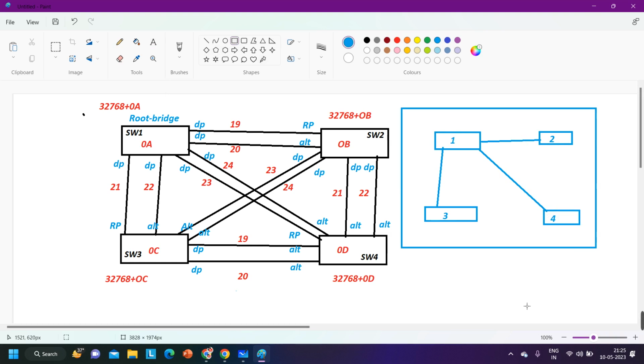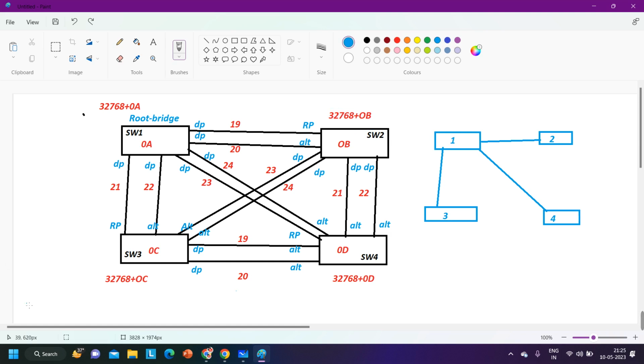Yes or no? Now can any other topology be formed that is loop free from this physical topology? Yes. Suppose on switch number 2, if I set priority, let's say here I am setting priority 0, then this switch will become root bridge. Yes or no? So all ports of this switch will become DP.